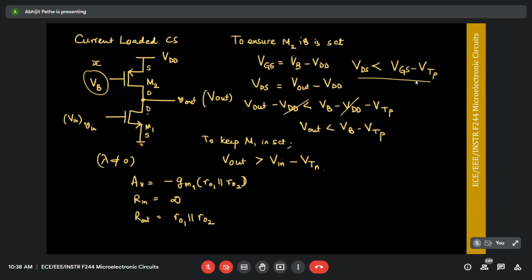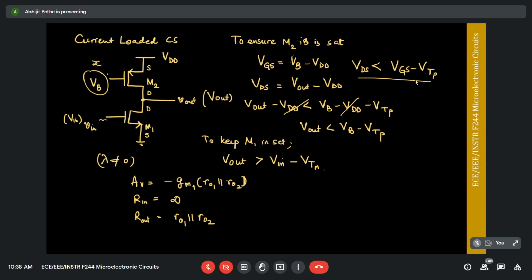So let's look at the NMOS. NMOS is in saturation. So when I apply an AC voltage to the gate of the NMOS, I am modulating the current flowing through this NMOS, and hence I get a gain because that current is flowing through its internal resistance of R01.